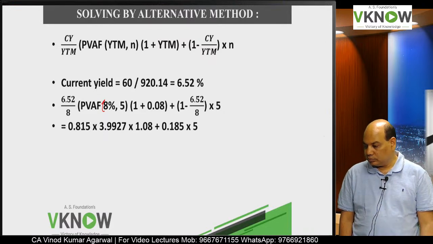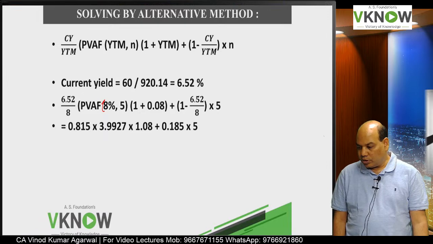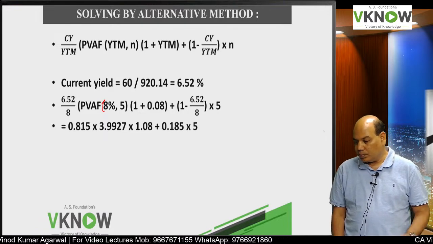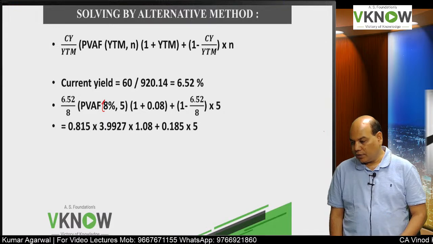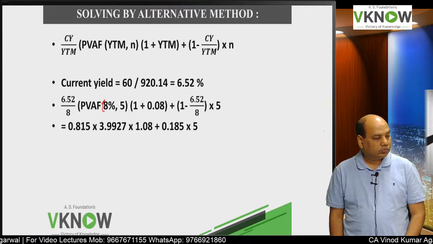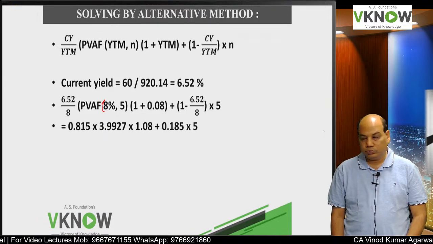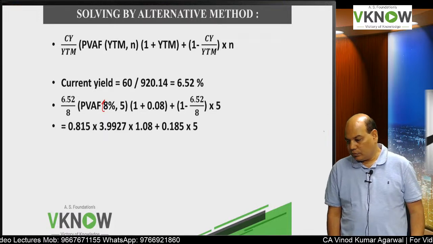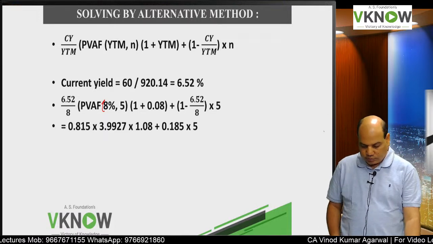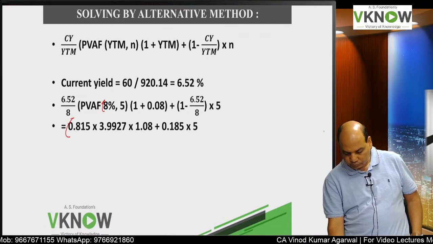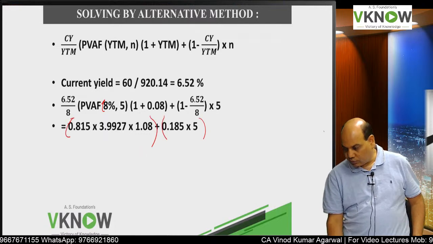3.9927 into 1.08 plus 0.185 into 5. Give me the answer now. Dear student, please reply. What will be the final answer of this? You will first complete this calculation, then you do this calculation.